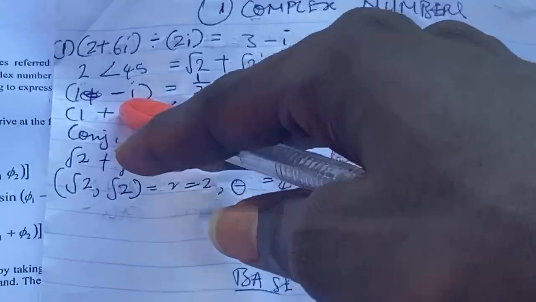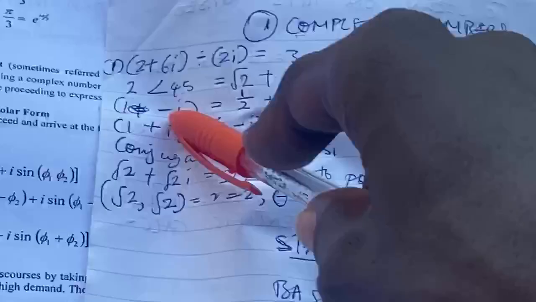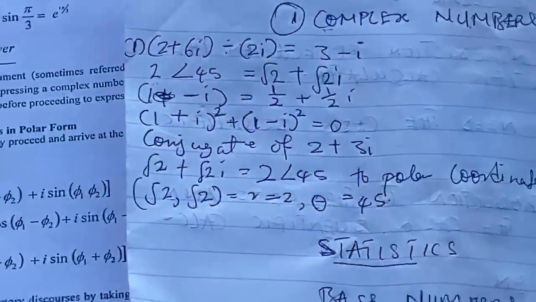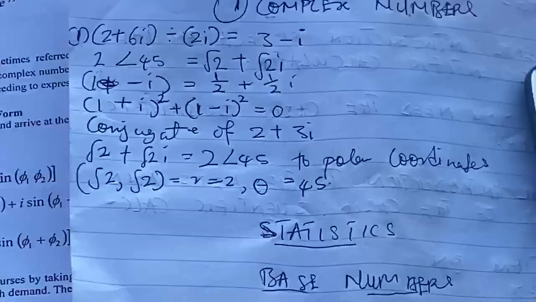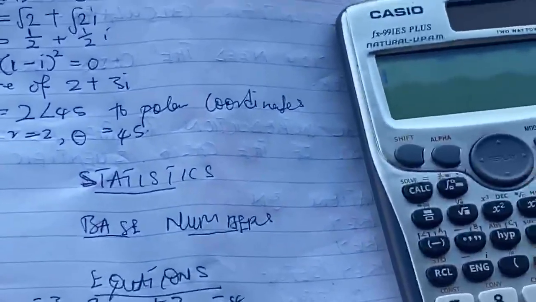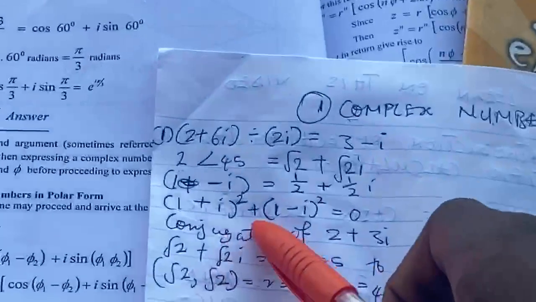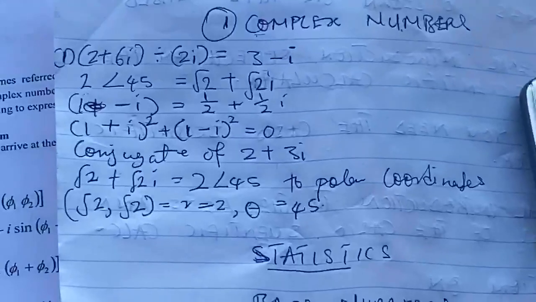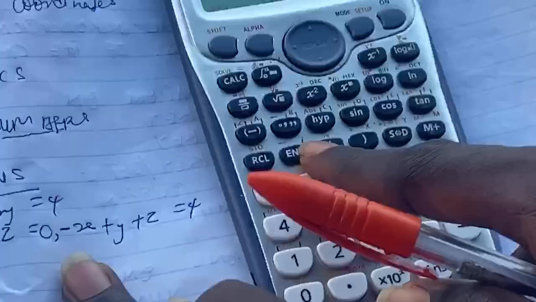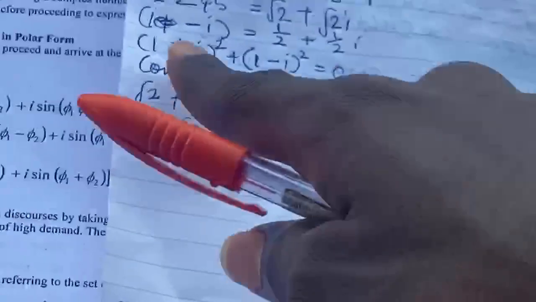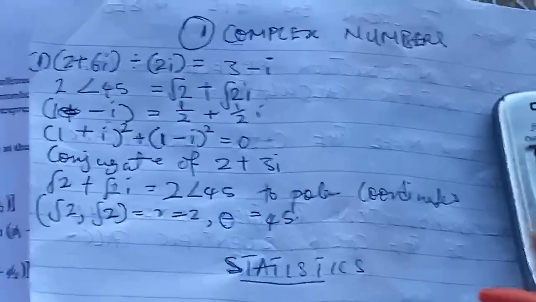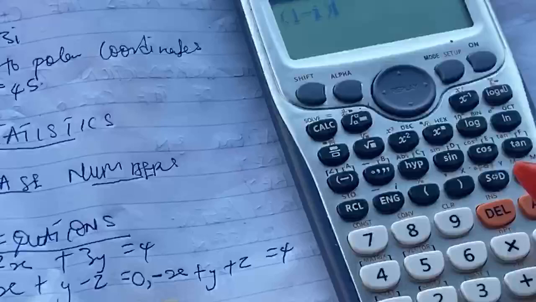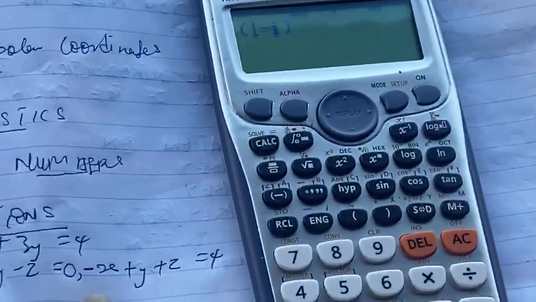Then we still have another question here. The question is rectangular form, but don't forget what you did. Due to our input method being in polar form, we need to convert it back first to rectangular form, which is 4. Then you click your AC. Then you open your bracket, that is 1 minus i, 1 minus i, bracket close. Then click equal to.